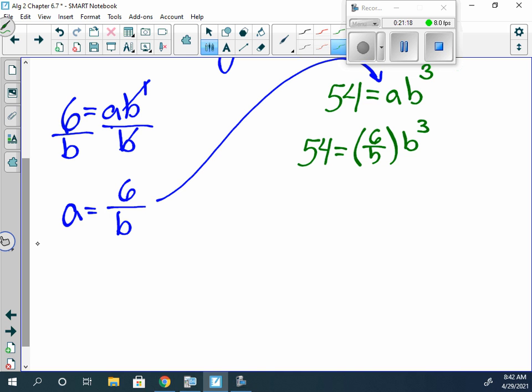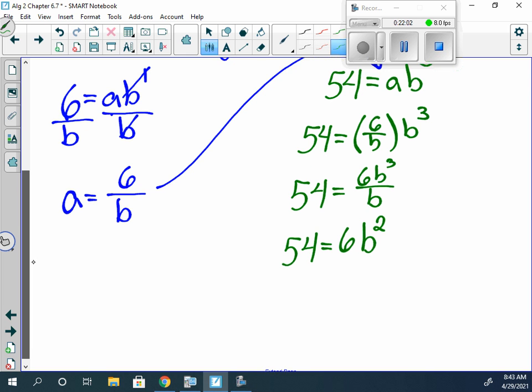Because this here will give us the value of b, and once we find the value of b, then we can solve for the value of a. So if I multiply these here, we'd get 54 is equal to 6b to the third divided by b. Whenever I have a number or variable in the numerator and denominator that have the same base, we can subtract the exponents. So b to the third divided by b, we can do 3 minus 1, which is b squared. And since the exponent on top is bigger, the variable stays in the numerator.